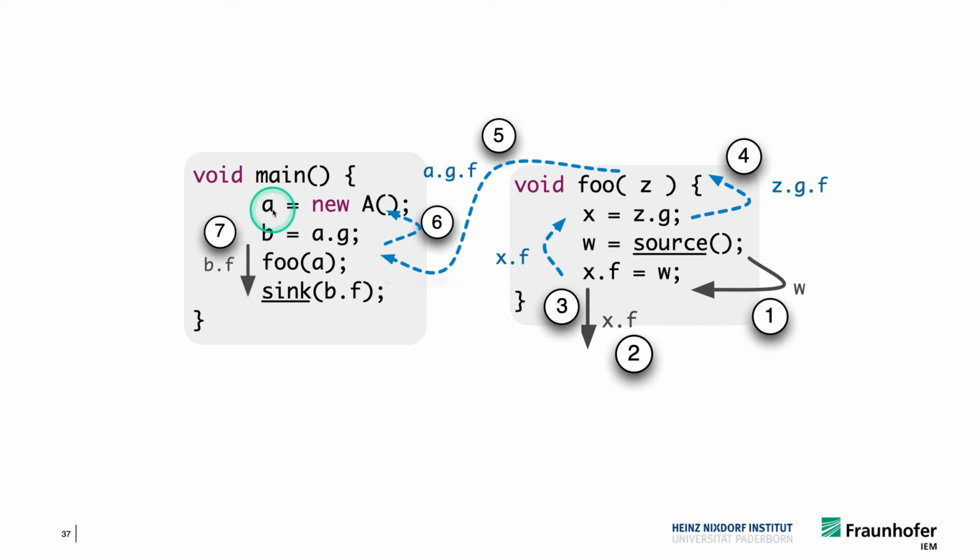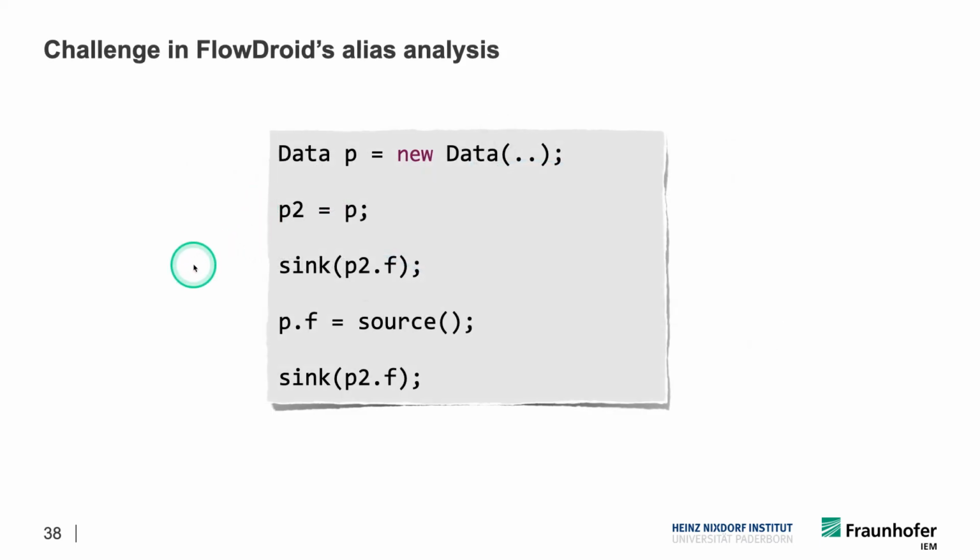Now, what's important, and I'll still be talking about this on the next slides, is that what is being propagated here is not really an alias, it's already a taint, and this can give us trouble in certain situations.